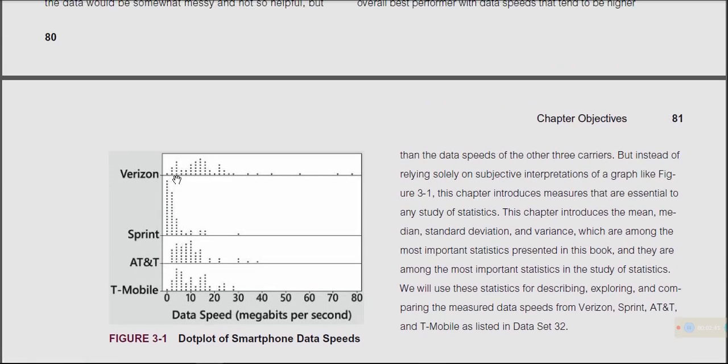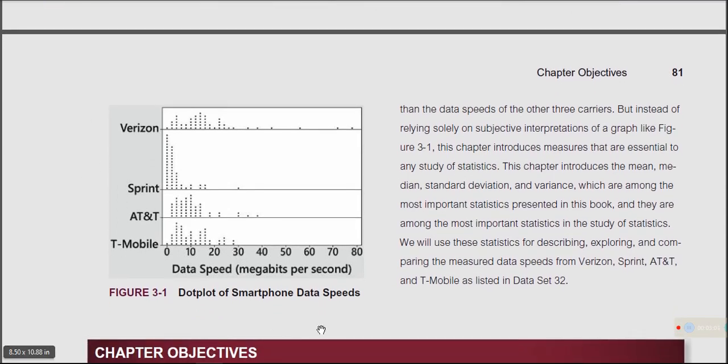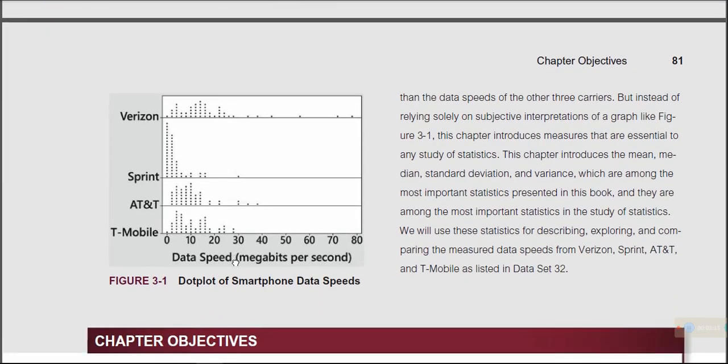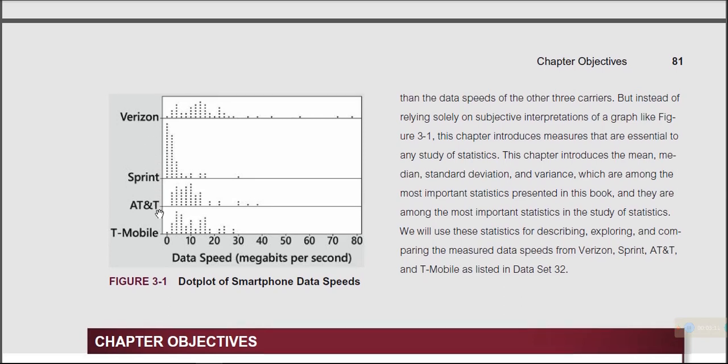But for Verizon, the data is spread out, and some of the data points are even over 60. We have data points over 50 Mbps, over 60 Mbps. And its peak, where most of its data points are, is distributed from 10 to 30. So by visually analyzing this graph, we can say that Verizon performed the best out of the 4 network providers. They have the fastest speed in megabits per second.